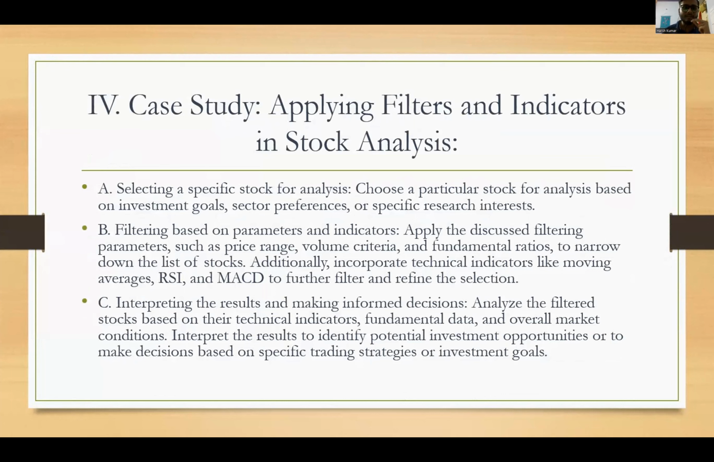So applying filters, like we should now. We have now come to the part where we'll apply filters and indicators in stock market analysis. First we'll select a stock, as we have discussed the various parameters for stock selection. We'll filter the stocks on the parameters and the indicators that we have already discussed, the technical ones. Apply the discussed filtering parameters such as price range, volume, and fundamental ratios to narrow down the list of stocks. Additionally, incorporate technical indicators like moving averages, RSI, and MACD to further filter and refine the stocks.